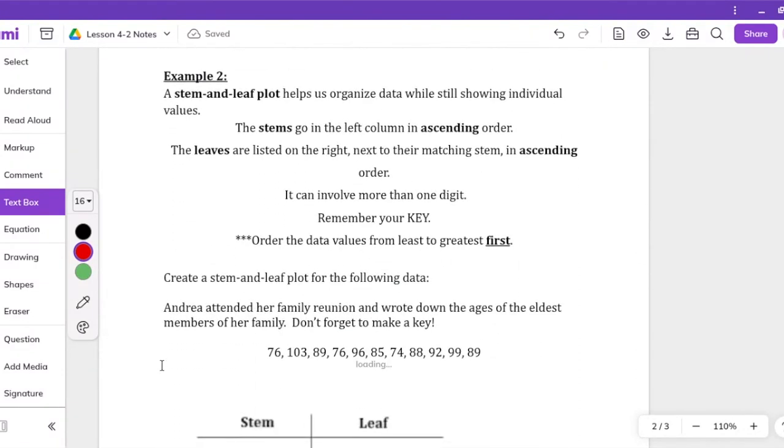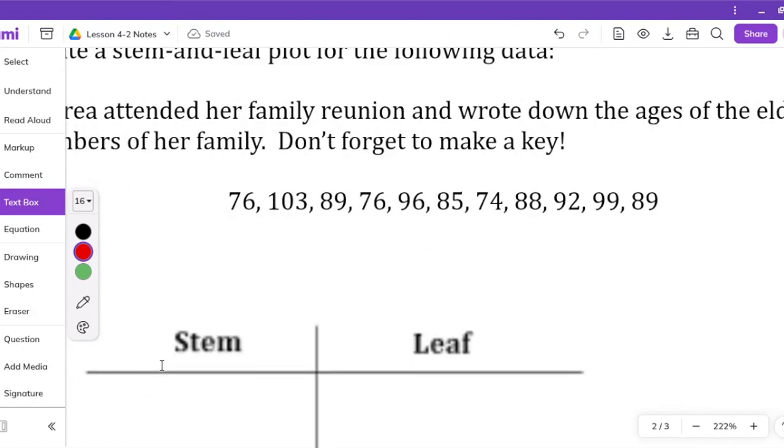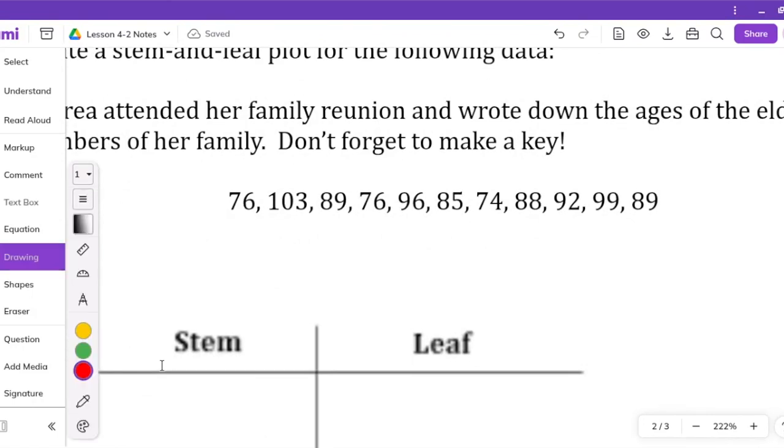All right, stem and leaf plots. So there's a lot of reading here. Basically what a stem and leaf plot does is it takes a data set, which you see here. This is kind of messy. It takes this data set and it organizes it into groups of 10.